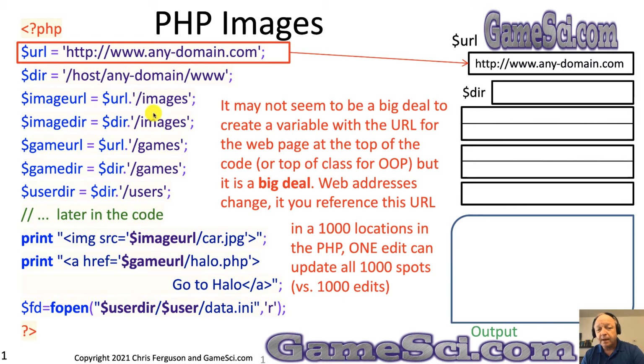http://www.anydomain.com. It may not seem to be a big deal to create a variable with the URL for the web page at the top of the code or the top of the class for OOP, but it is a big deal. Web addresses change. If you reference this URL in 1,000 locations in the PHP, one edit can update all 1,000 spots versus having to do 1,000 individual edits.